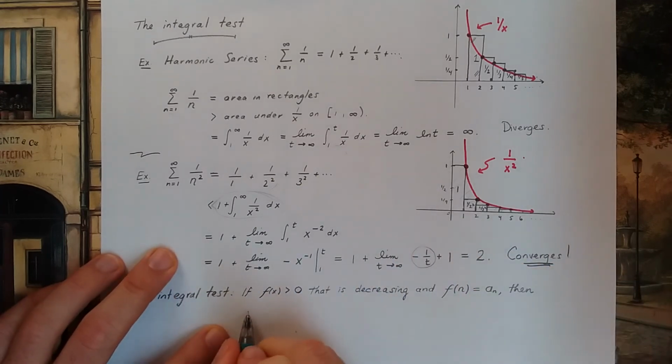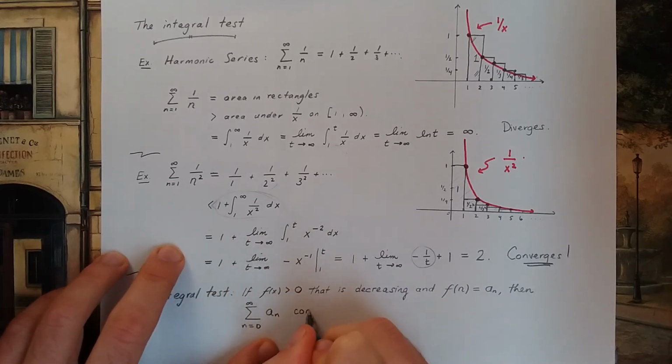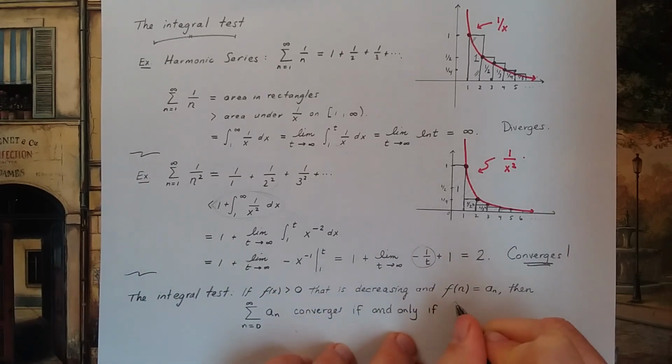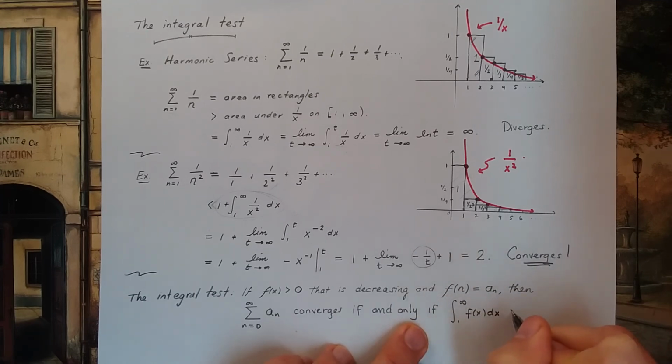then the infinite sum of a_n converges if and only if the improper integral of f of x dx converges.